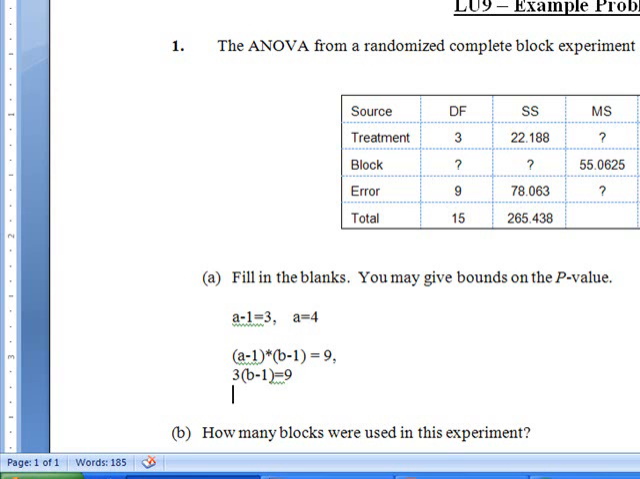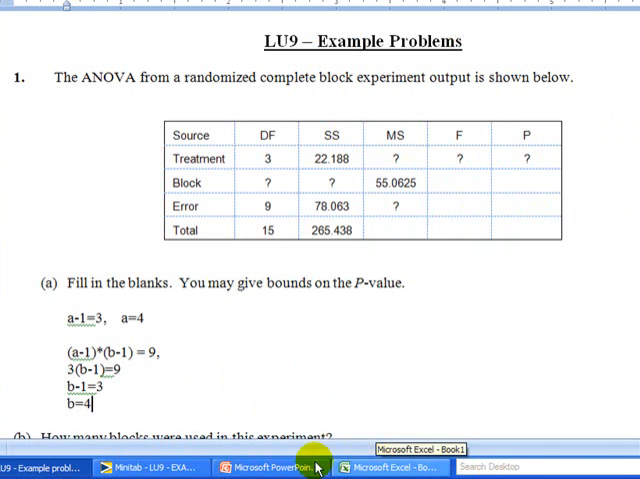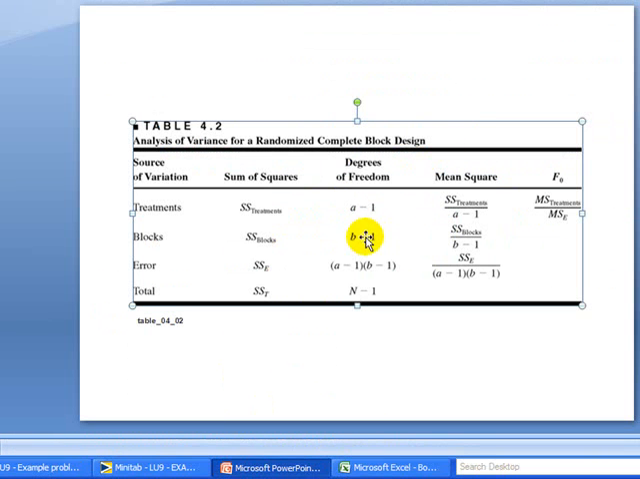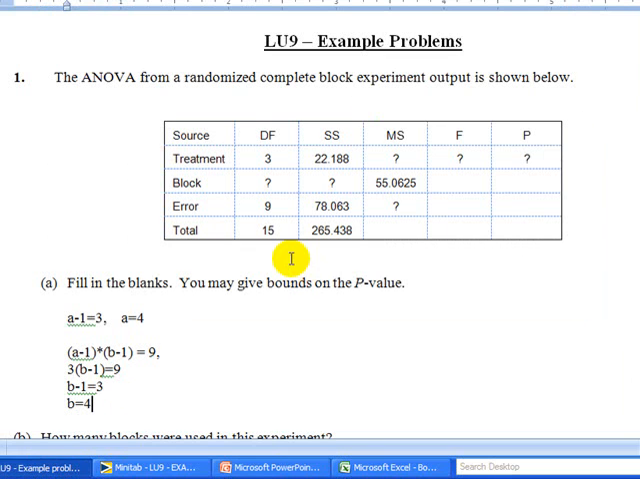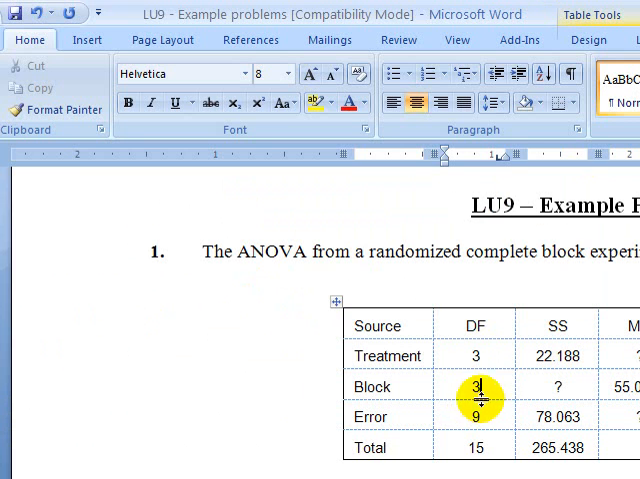And b minus 1 is equal to 3, thus b equals 4, right? B is equal to 4, and degrees of freedom for the block is b minus 1. You can see here b minus 1. So 4 minus 1 is 3. So we completed the first blank here.